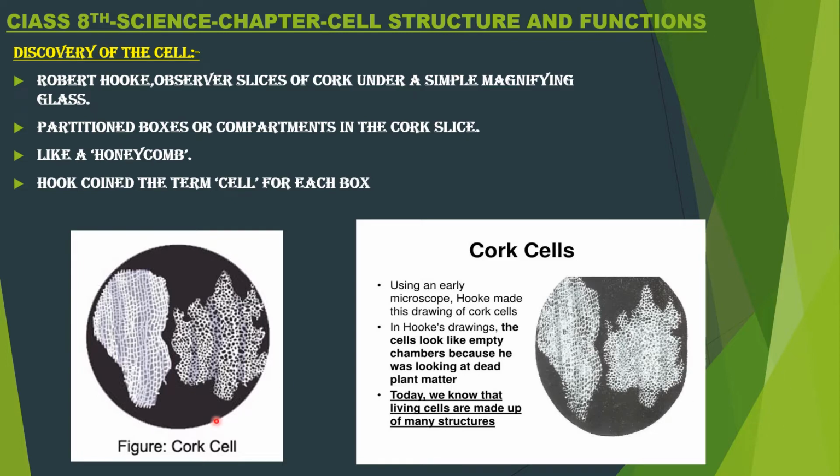As you can see here, this is called a cork cell. This cork cell is also an example of a honeycomb. If you see a honeycomb, you can see small boxes, compartments, partitions. Like that, he discovered that in a cork there are so many compartments and partitions, and each compartment is represented as a cell. Robert Hooke said that in this cork there are compartments in which each compartment is a cell.